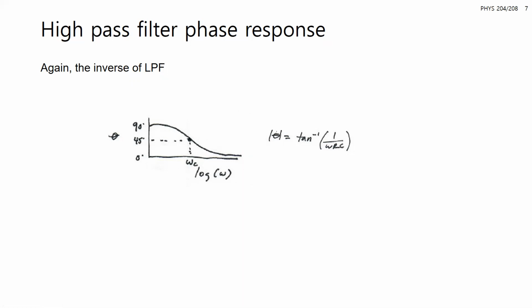High pass filter, high frequencies won't be modified, so you won't see a phase shift. 45-degree phase shift right at that cutoff frequency, and 90-degree highest phase shift change at the low frequencies that are going to be modified the most by your filter.